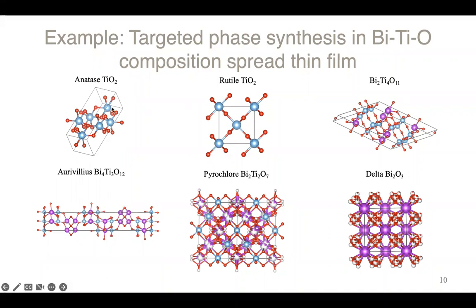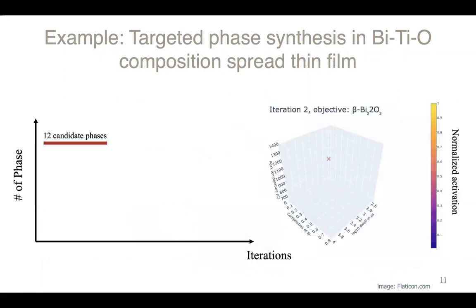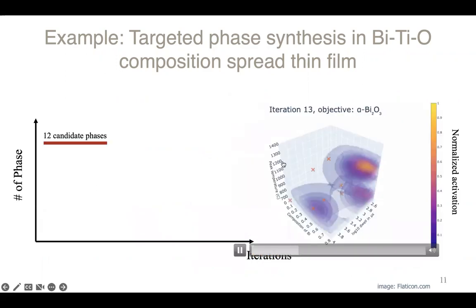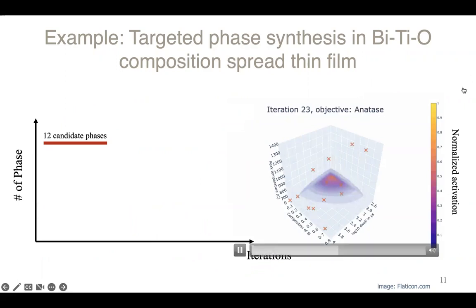So the anatase, rutile, 2411 phases, and the pyrochlore are photocatalysts, and the Aurivillius phase, or 4312 phase here, is the piezoelectric ceramic, and delta is a high-performing oxygen ion conductor. And so what we did is we started with 12 candidate phases. At each of the iterations, we're trying to optimize one of the phases, and this is a global GP of the anatase phase.